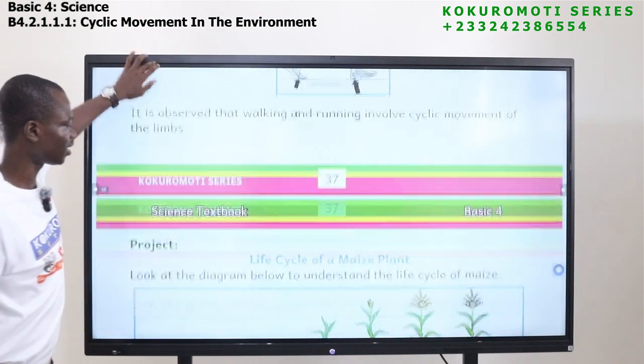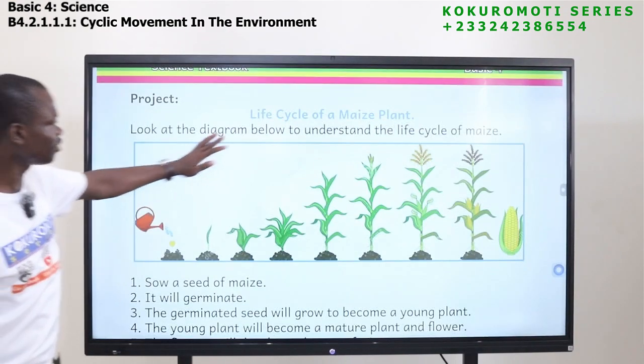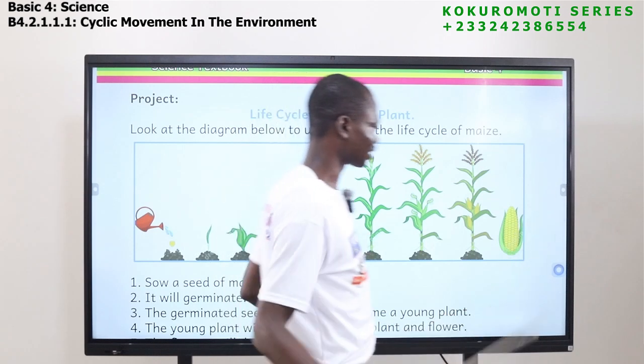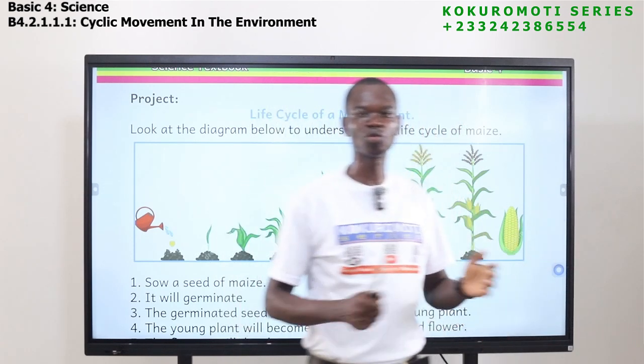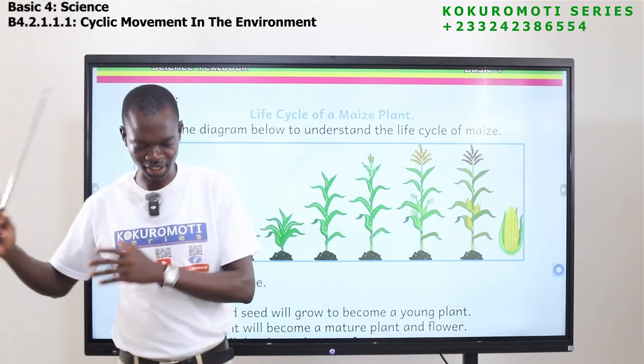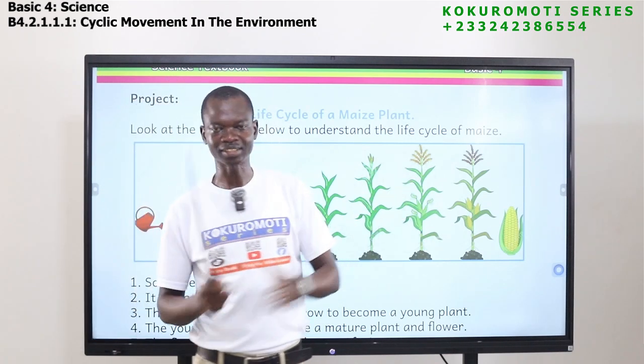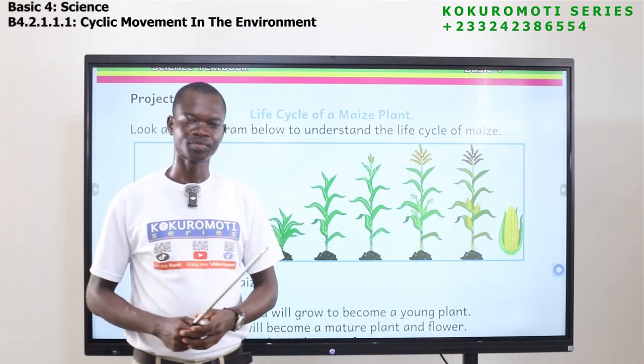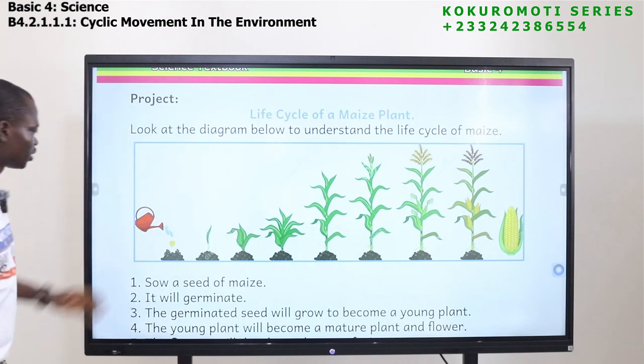Okay, now let's come to this side, life cycle of maize plants. So maize plants, who undergo this movement, what is it? Cyclic movement. It means it goes through repeated activities. Okay, so here, what do we see?